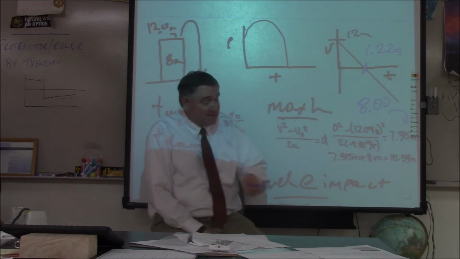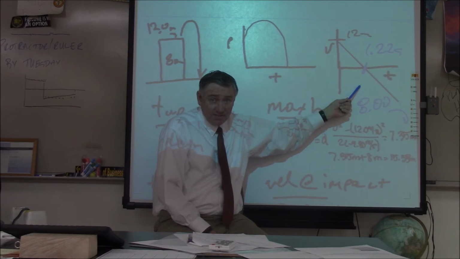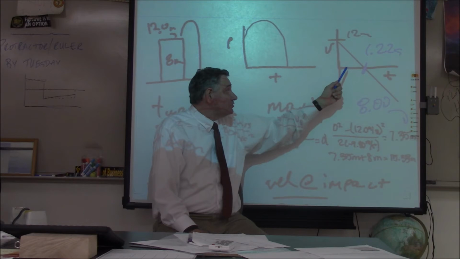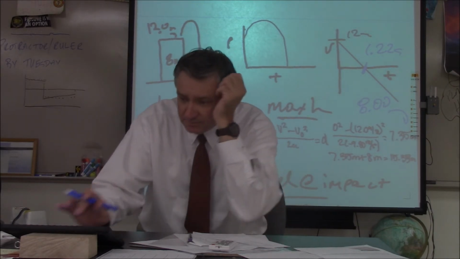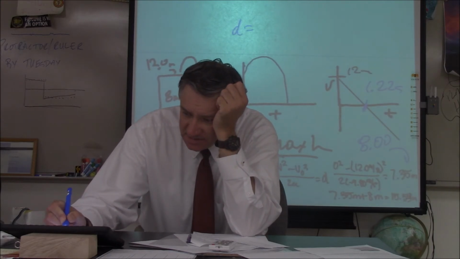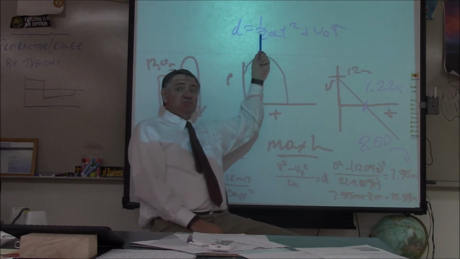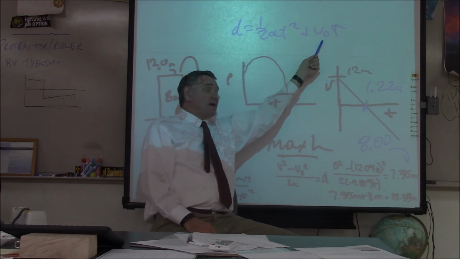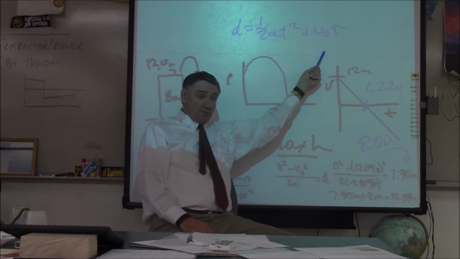Now the disadvantage is that you're using 1.22 seconds. And if that 1.22 seconds is wrong, that next part is going to be wrong. Okay? But you could have used the area of the triangle. You also, if you wanted to, you could have used distance equals 1/2 AT squared plus V naught time. You could have used negative 9.8 meters per second squared here. You could have put in 1.22 seconds here and that initial velocity of 12 meters per second. You could have used this as a function equation.